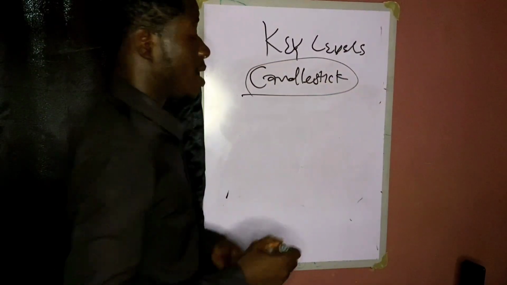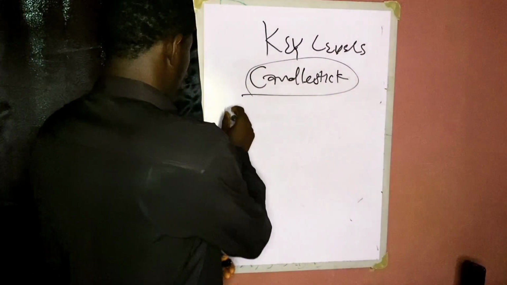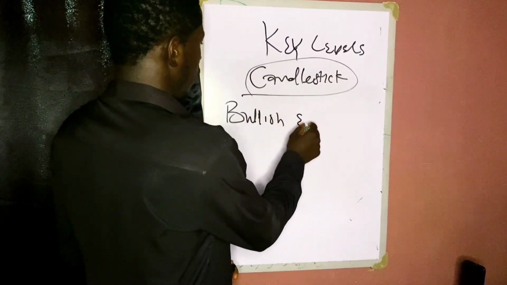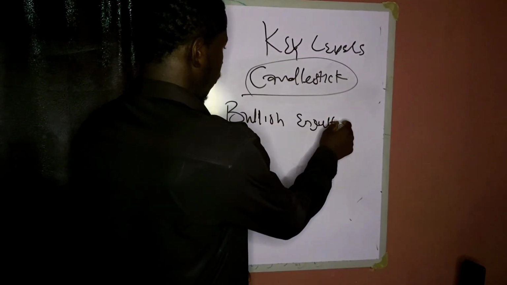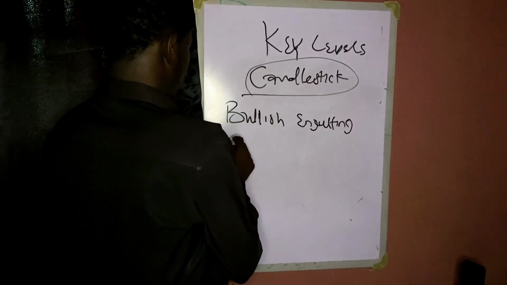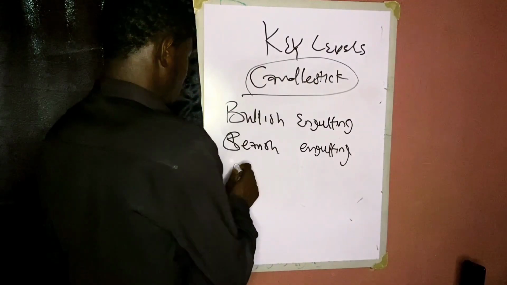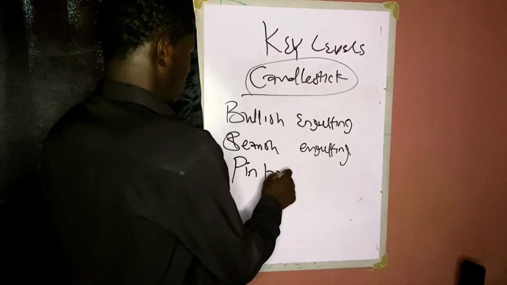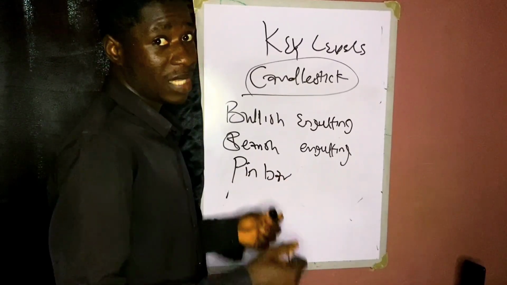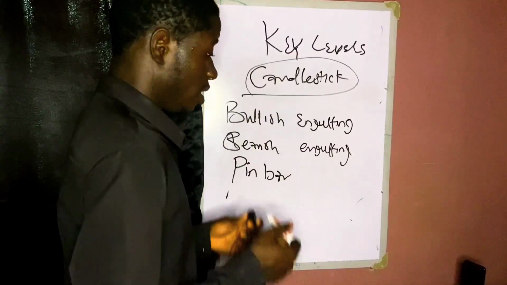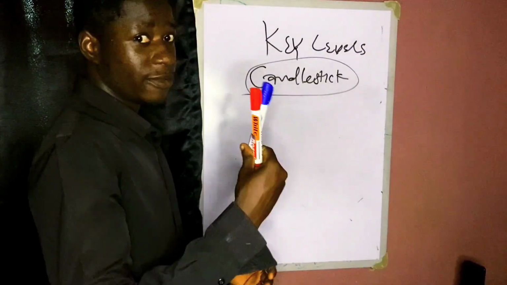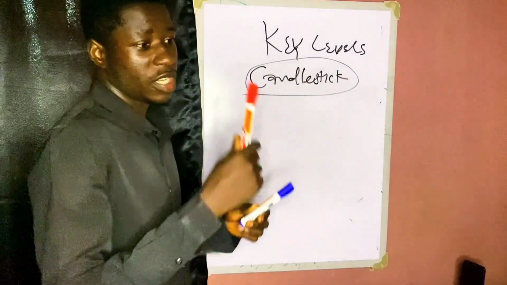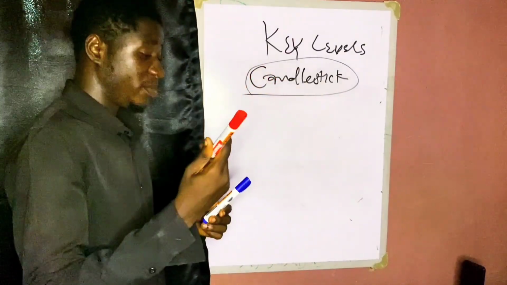For this, my 3 major candlesticks are bullish engulfing and bearish engulfing, and also pin bar, right? Pin bar candles. These are the major candles I look out for when trading the market. Now for this, I'm going to be differentiating them with 2 markers, right? The blue signifies bullish and the red signifies bearish, right?